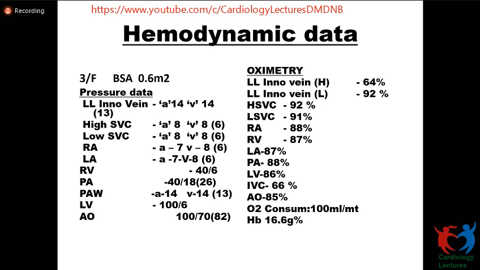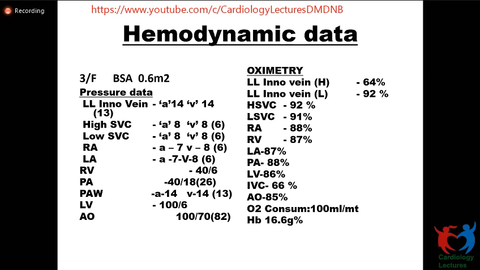Yes, sir. And left atrial and right atrial pressures are equal. So what does that mean? Non-restrictive. Very good. It's a non-restrictive ASD. Okay. Now, we have drawn a few conclusions. So now we have to look at the oximetry data.